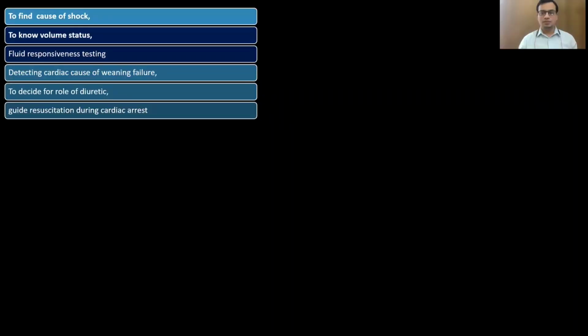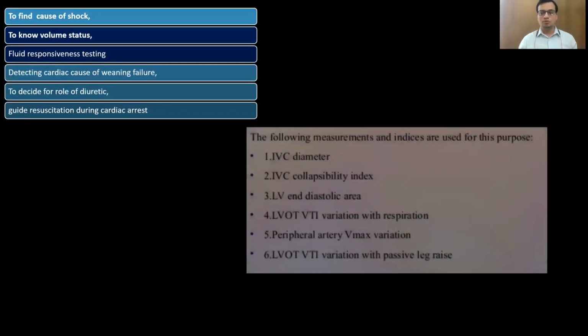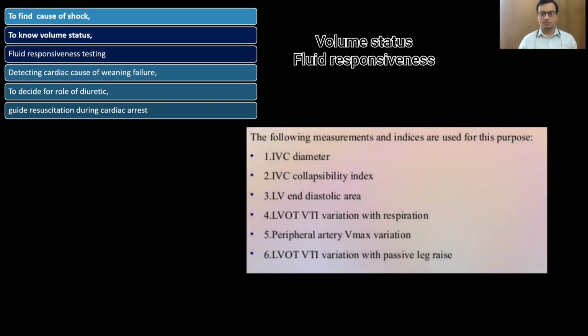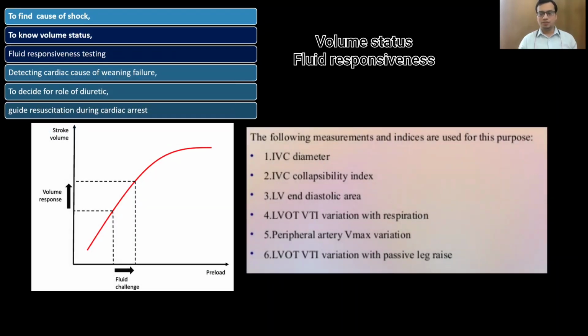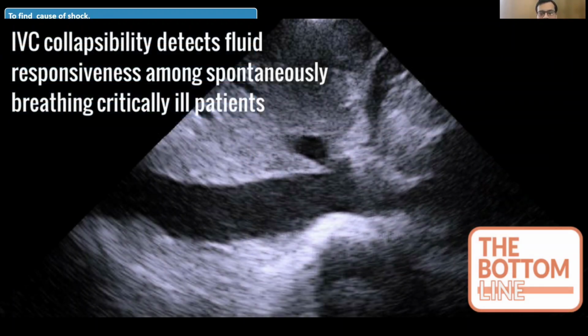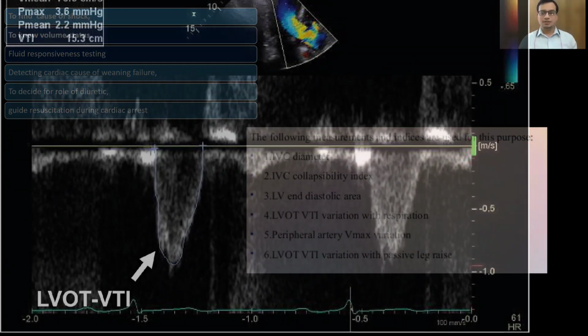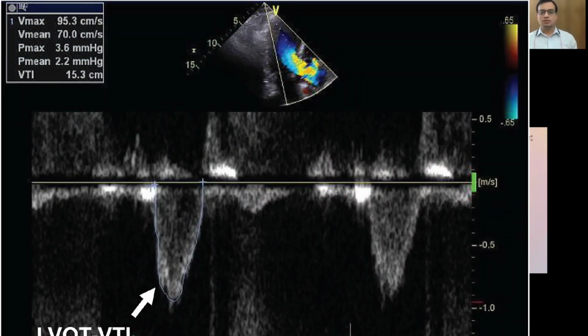Apart from it, we can also determine the volume status and then the fluid responsiveness. The fluid responsiveness means whether the stroke volume or cardiac output increases with the fluid bolus administered in a shock patient. IVC diameter, LVOT volume time integral, and the Vmax can be easily measured using the bedside echocardiography.